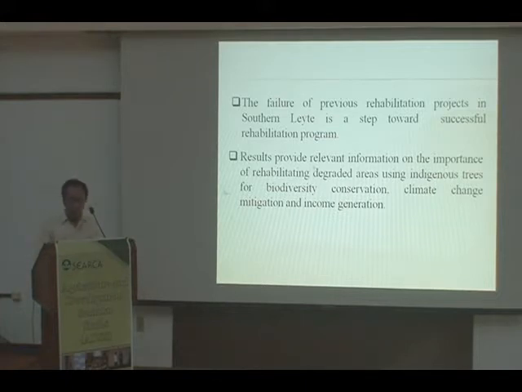We all know also that previous rehabilitation projects, not only in Southern Leyte but throughout the country, were failures because of so many reasons. Some people say it was because of financial resources that they weren't able to sustain the project, but I don't know, because developing the capabilities of the community to manage the newly established plantation, I think, will make it sustainable, but I don't know. In some parts of Leyte, I could say there are reforestation or rehabilitation projects that are successful, and there are also those which are not successful.